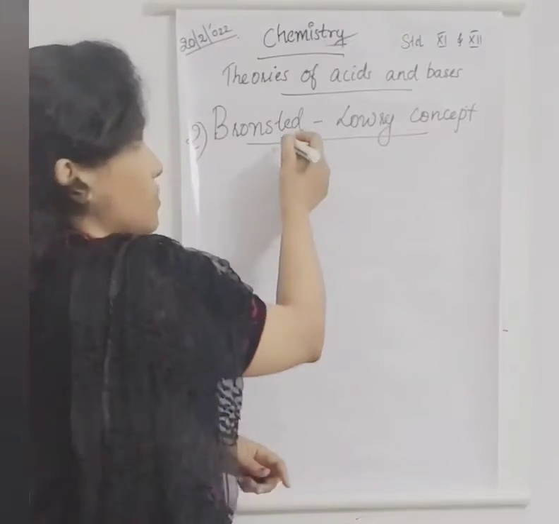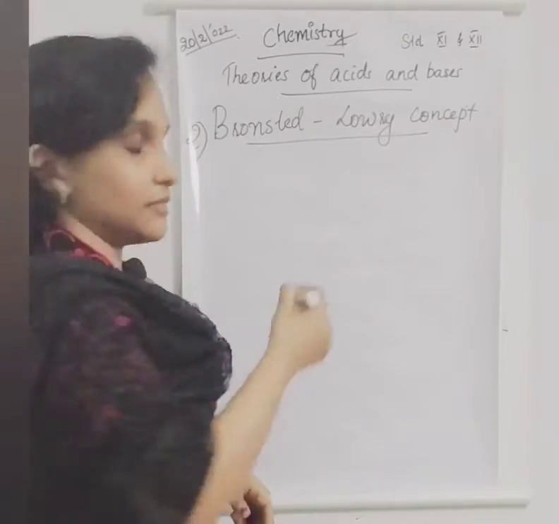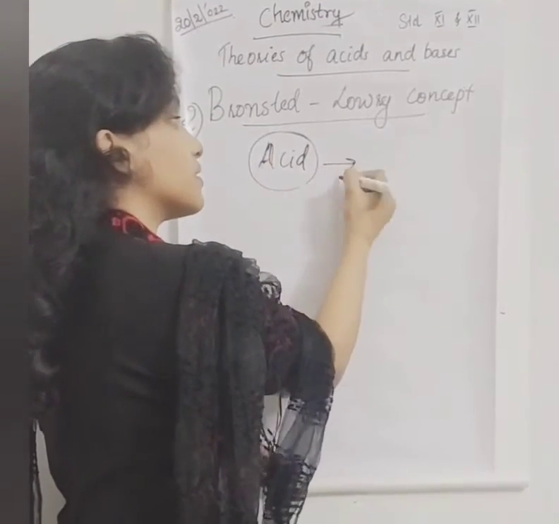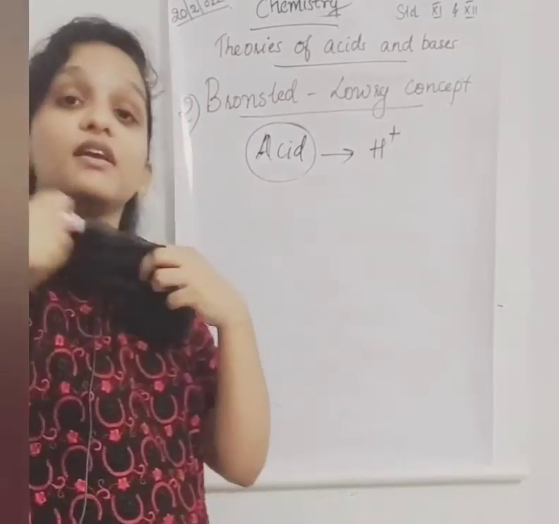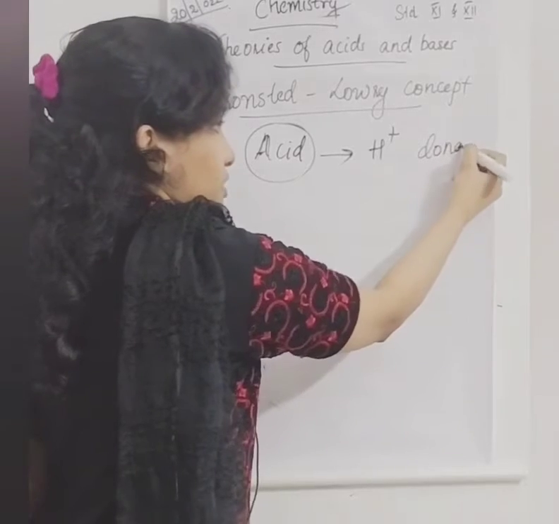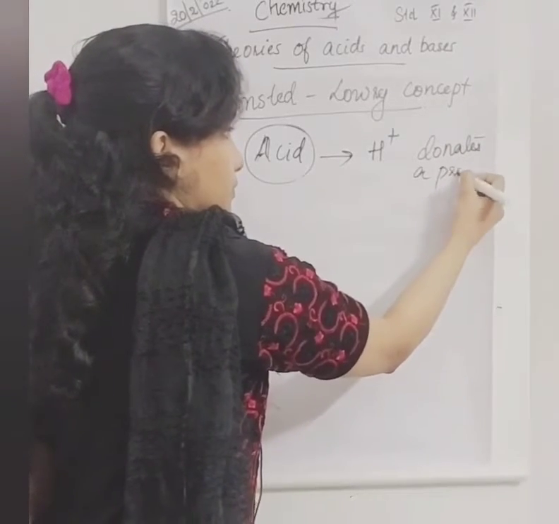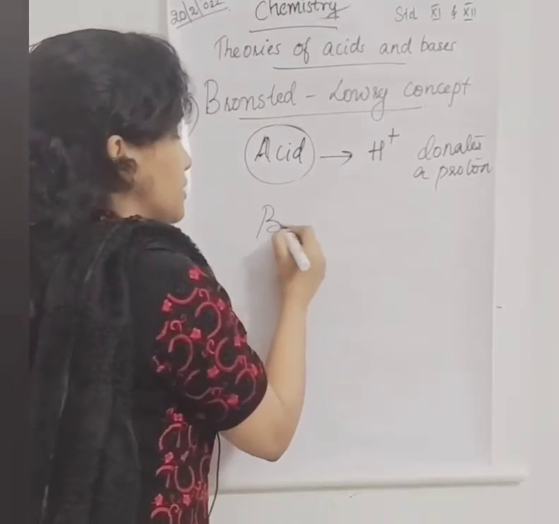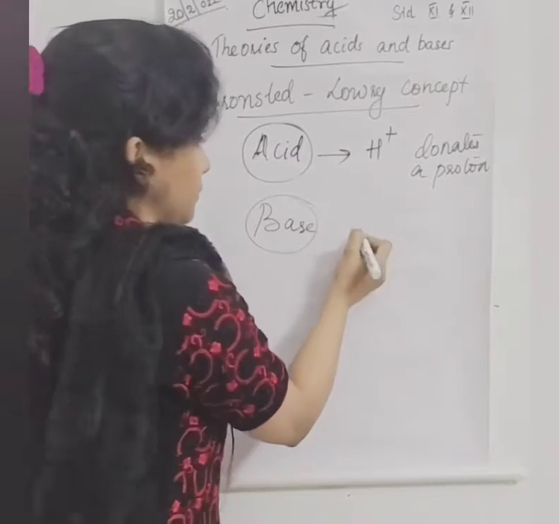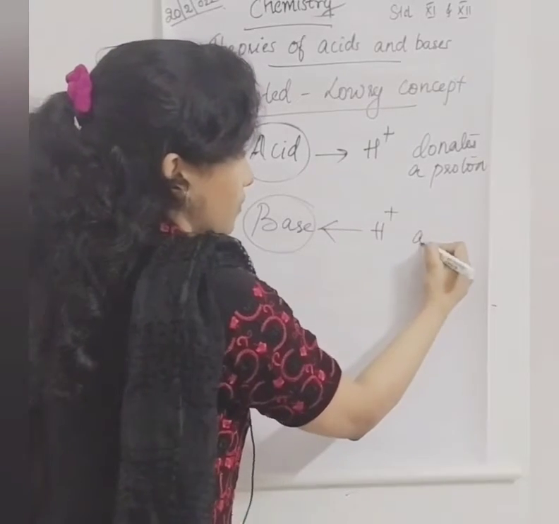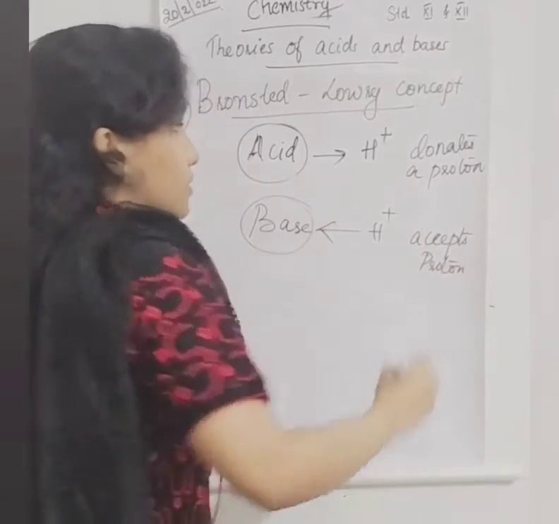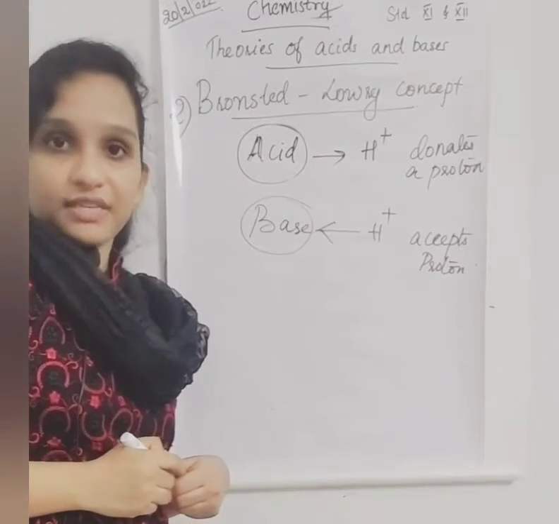Now according to the Bronsted-Lowry concept, what is an acid? An acid gives H plus ions, or we can say it donates a proton. An acid is a substance which donates a proton. Now what about a base? A base is a substance which accepts a proton. Okay, let's see some examples.